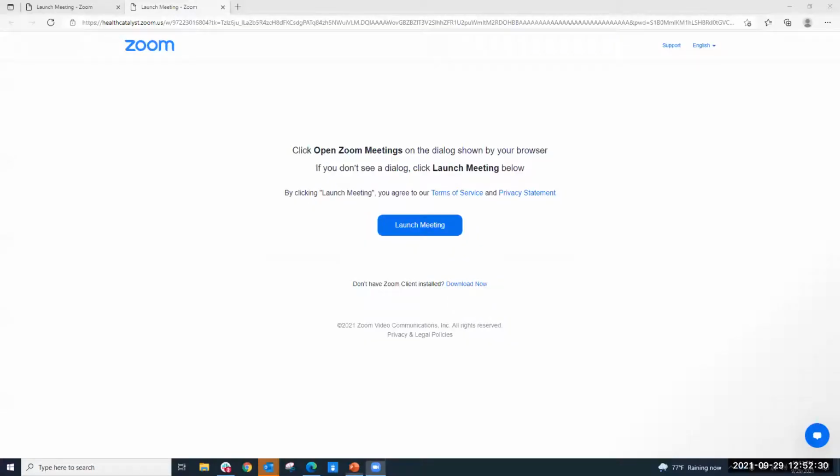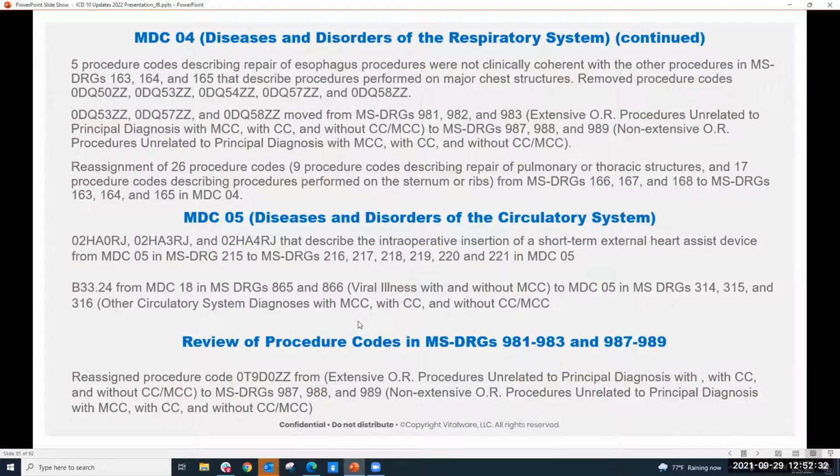But I'll start on MDC-05 here. Let's see. So they move these procedure codes that describe. Hey, Mickey, yes? Sorry, do you want to pull your slides back up? Okay, can y'all not see them? Let's see. Oh, that's why. All right. Sorry about that, guys. No worries.